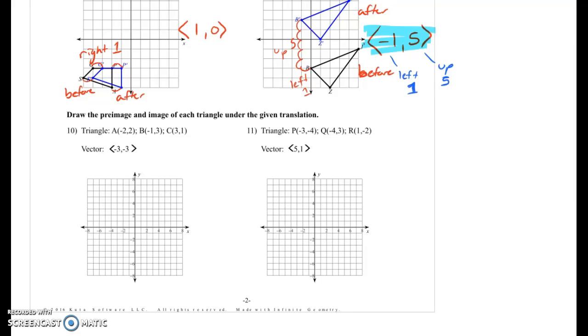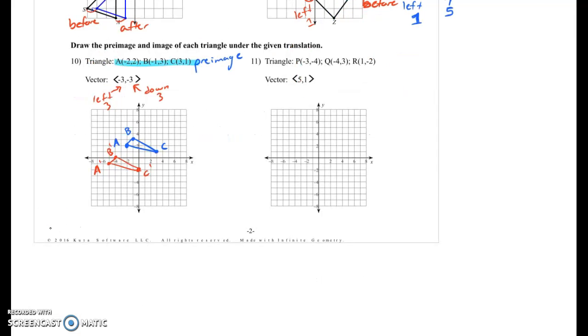It says draw the pre-image and the image of each triangle under the given translation. So this right here will be my pre-image. That is your pre-image. This being negative says left 3. This being a negative says down 3. So each of these points will move left 3 and down 3. So I fixed my pre-image. I had a little mistake. And now this is my image.